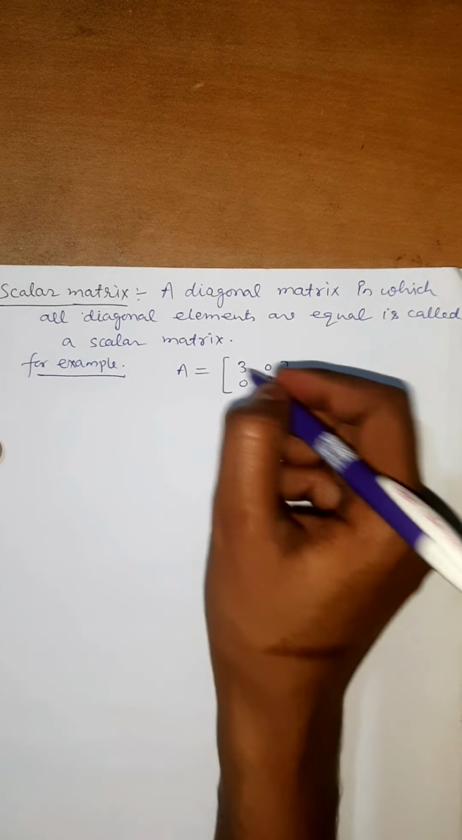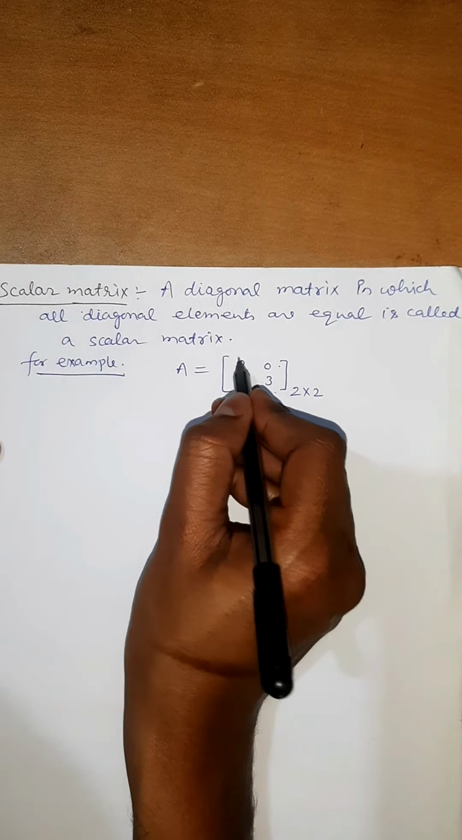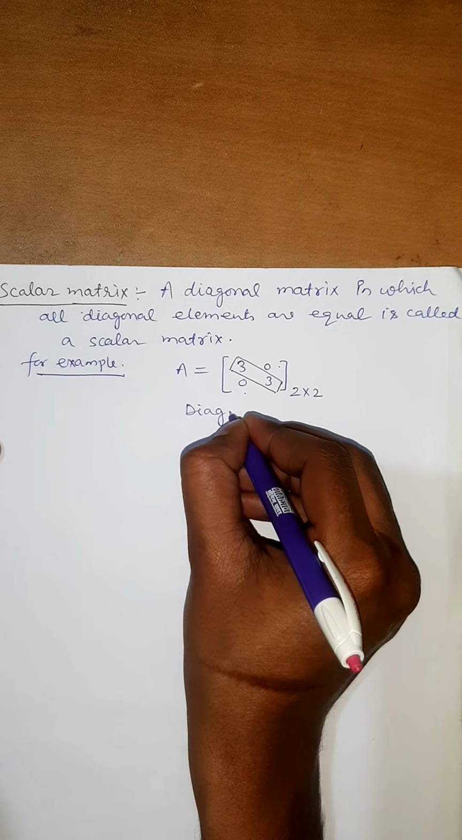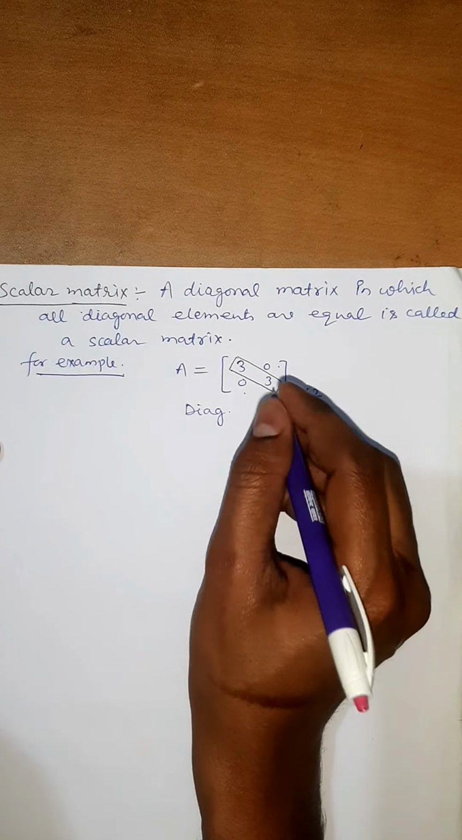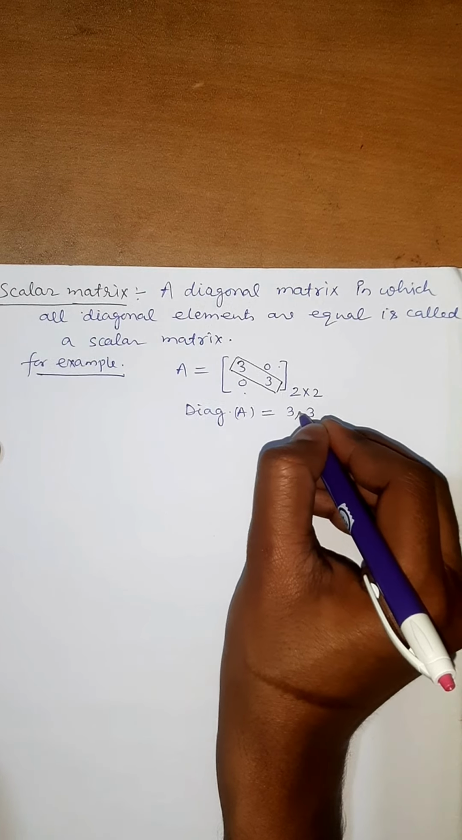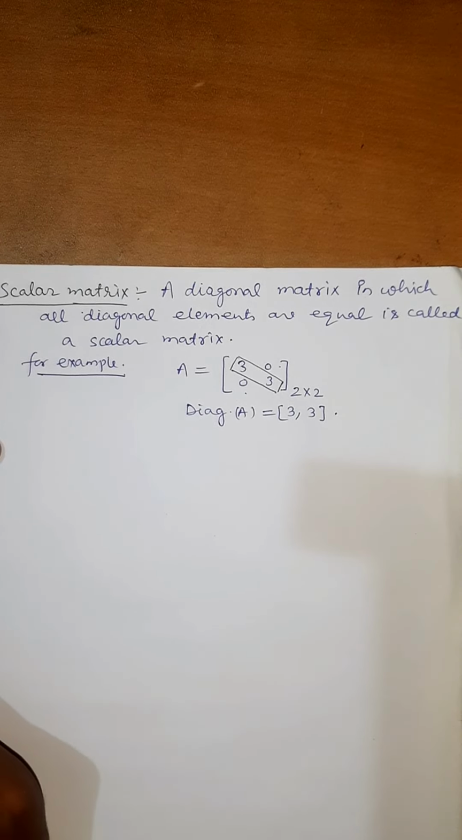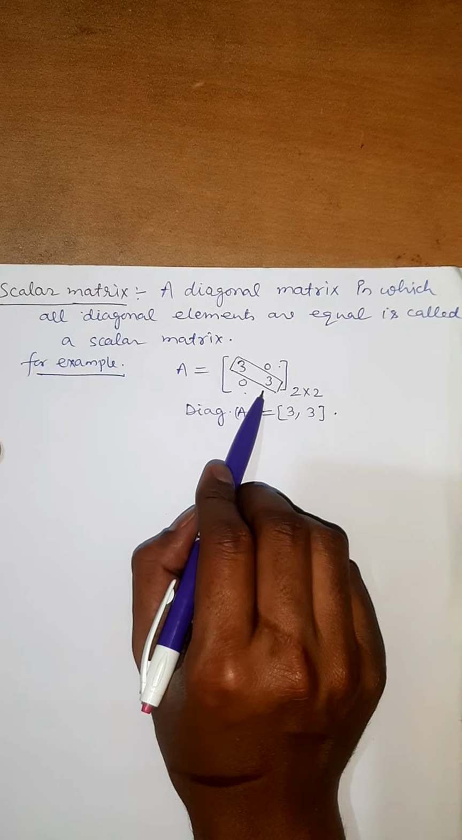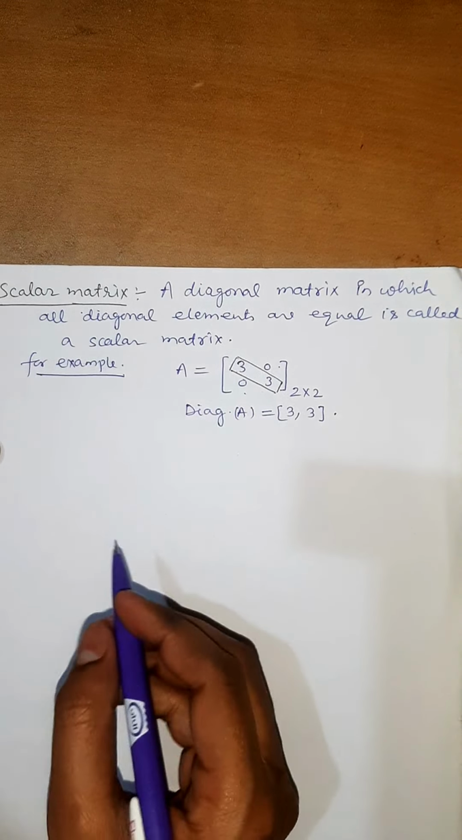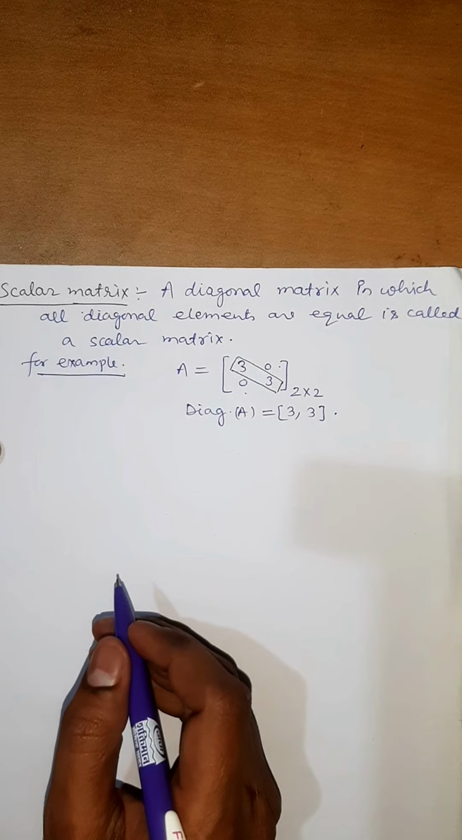This is a square matrix of order 2 cross 2 and diagonal of this matrix, ये इसका डायगोनल होता है. तो मैं सिंपली यहाँ पर ये भी लिख सकता हूँ कि डायगोनल ऑफ ए इज इक्वल टू 3, 3. इस तरह से इसको रिप्रेजेंट किया जा सकता है. तो स्केलर मैट्रिक्स में क्या होता है, डायगोनल एलिमेंट जो होते हैं वो कांस्टेंट वैल्यू रखते हैं, सेम वैल्यू रखते हैं. सॉरी, स्केलर मैट्रिक्स जो है वो एक डायगोनल मैट्रिक्स होता है.